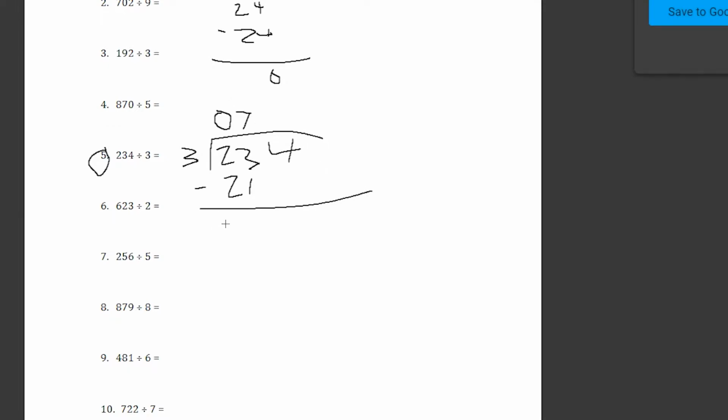So now we're going to subtract the two numbers, so 23 minus 21 equals 2. We cannot do 2 divided by 3 because 3 is greater than 2, so we need to bring down this 4 once again. And now we have 24 divided by 3, which equals 8. 8 times 3 is 24, and so now we can subtract these numbers. 24 minus 24 is 0, which means that we don't have a remainder anymore. So for number 5, our answer would be 78.